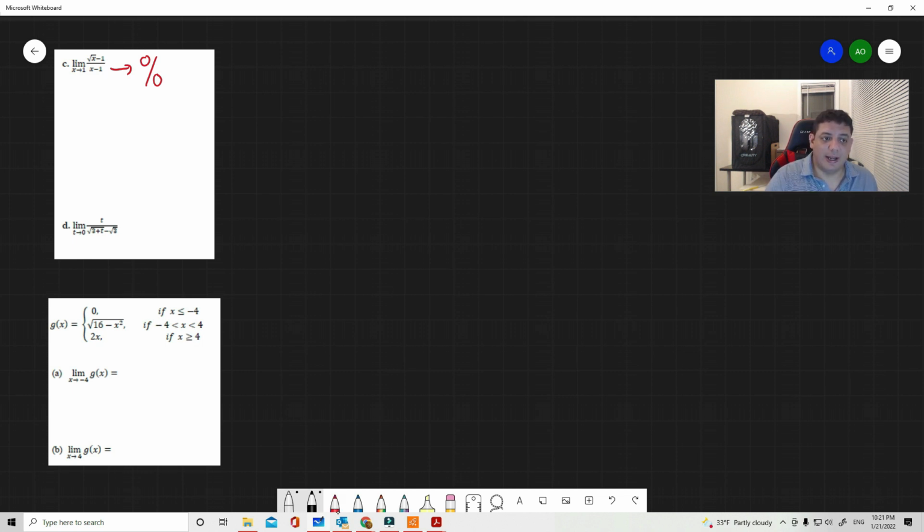Since this is the form 0 over 0, we can probably guess that that's not the real value of the limit. And so what we're going to do is use an algebraic trick with the bottom, and we're going to factor that out. So notice this is the trick.